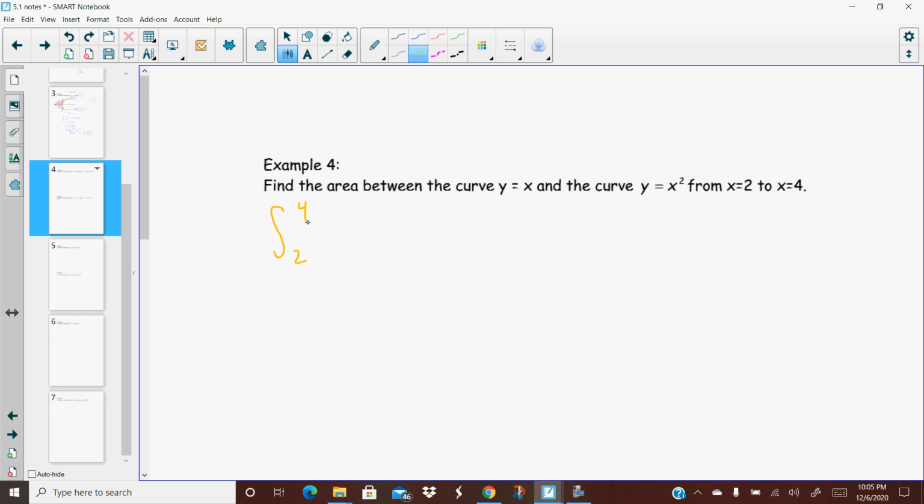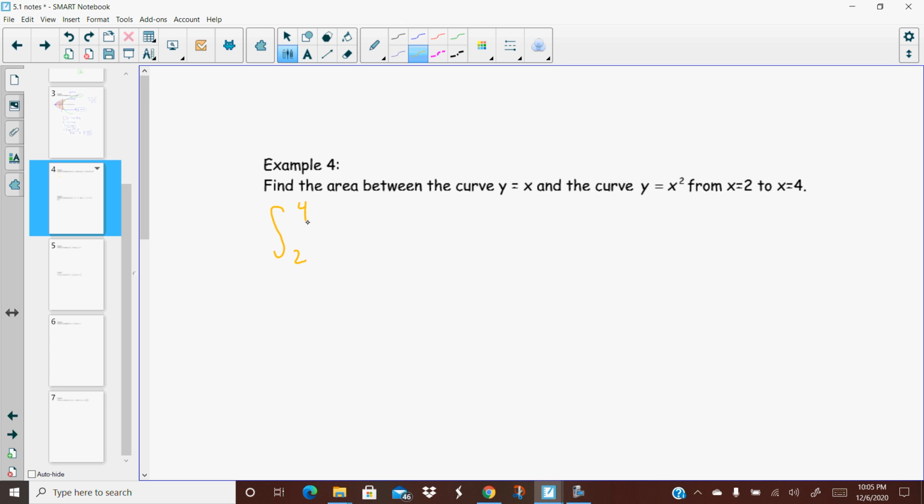So the easiest thing to do is to take a number in between your two bounds, such as x equals 3. It can't be one of the bounds necessarily, especially if those happen to be the intersection points. In this case, it technically could because those are not the intersection points. But in the case where the intersection points are your bounds, you want to take any value in between those bounds and plug it in for both functions. Whichever one is the greater value, that's the one that goes on top.